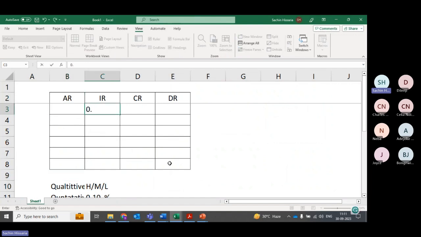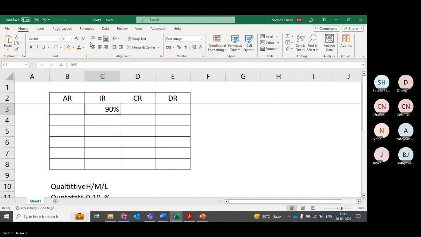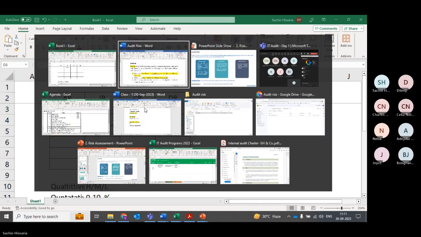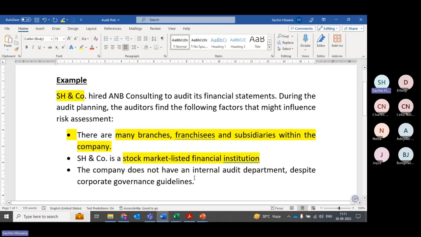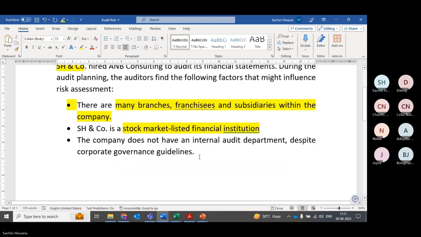Now, this is my judgment. I am saying that inherent risk is 90%. Suppose I want to do a quantitative assessment here, so I convert that value into numbers, and I am saying that inherent risk is high in SHN company. Now I will move to the control risk. What is the control risk here? High, medium, or low? What do you think?